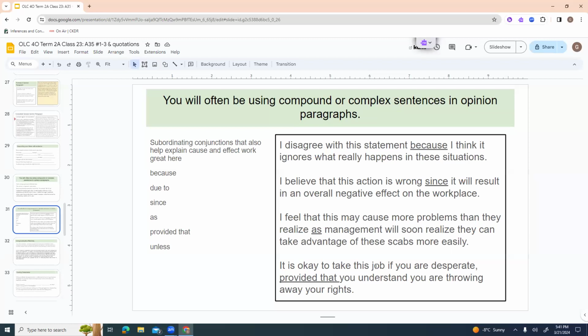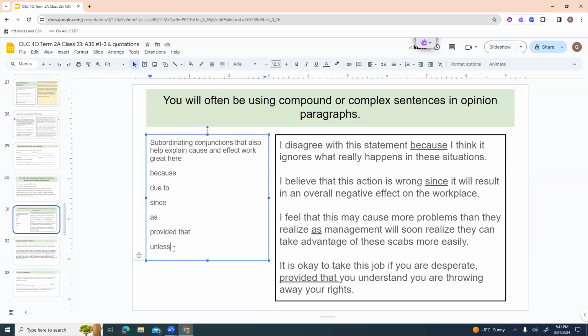It is okay to take this job if you are desperate, provided that you understand you're throwing away your rights. Here it's a conditional one. So would unless. These ones would be conditional. So would if, or even if. Right. So some of these are cause and effect. I should put that here.